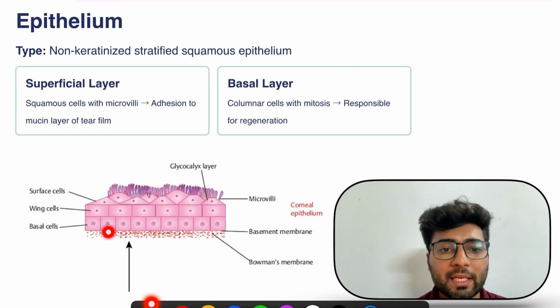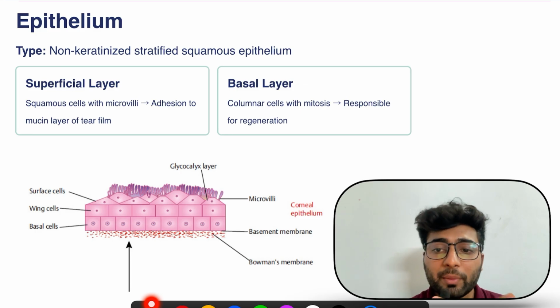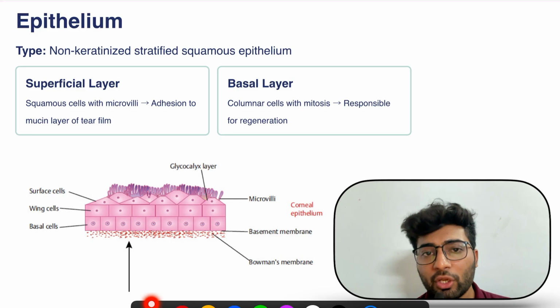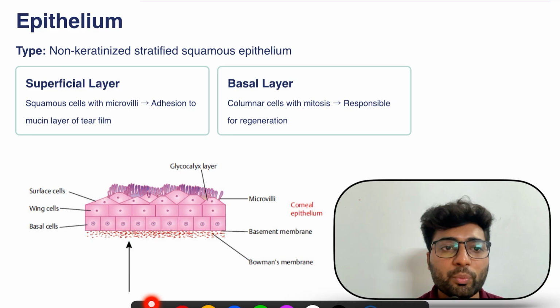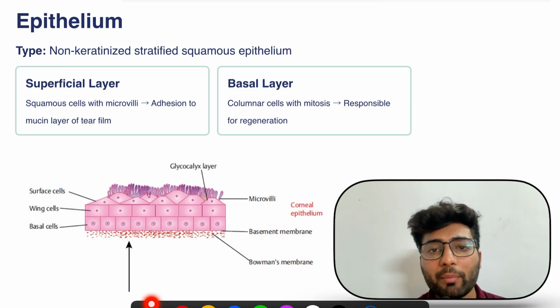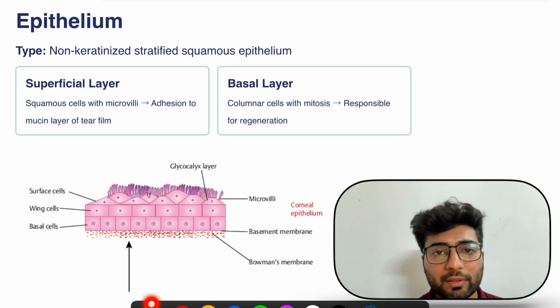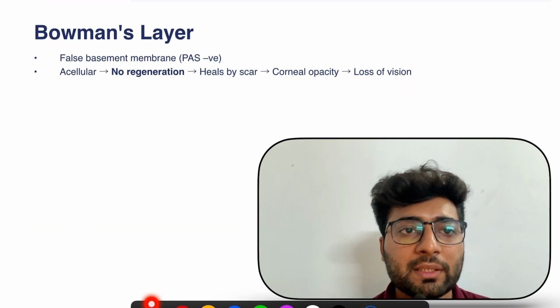Now the basal layer, I told you that this epithelium can regenerate. Why can it regenerate? Because the basal layers are columnar cells which do mitosis, and due to this mitosis they replace the cells which are damaged. So the basal layer is responsible for regeneration. So we have the superficial layer with squamous cells and microvilli, and the basal layer is columnar cells which do the regeneration. Next layer is Bowman's layer.